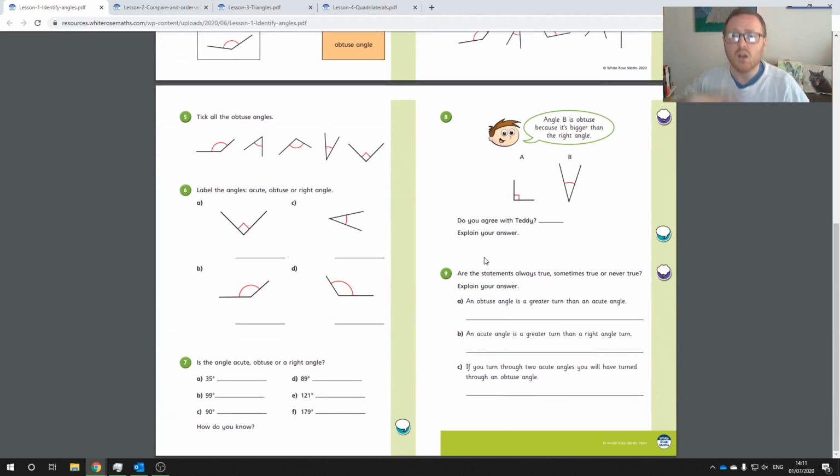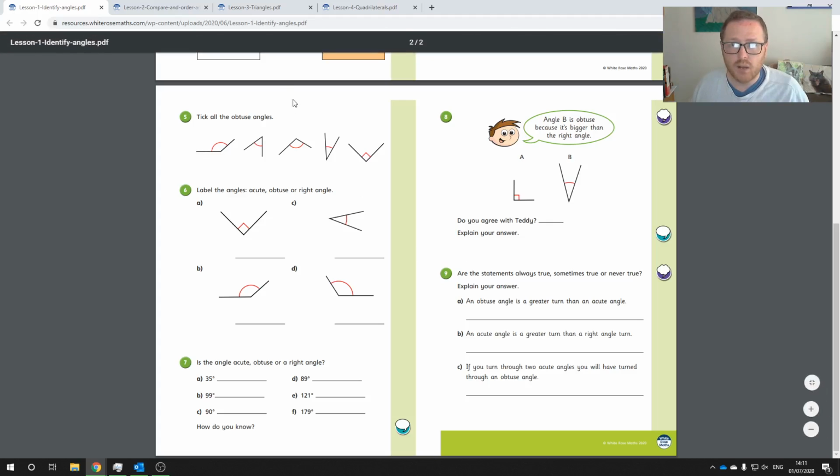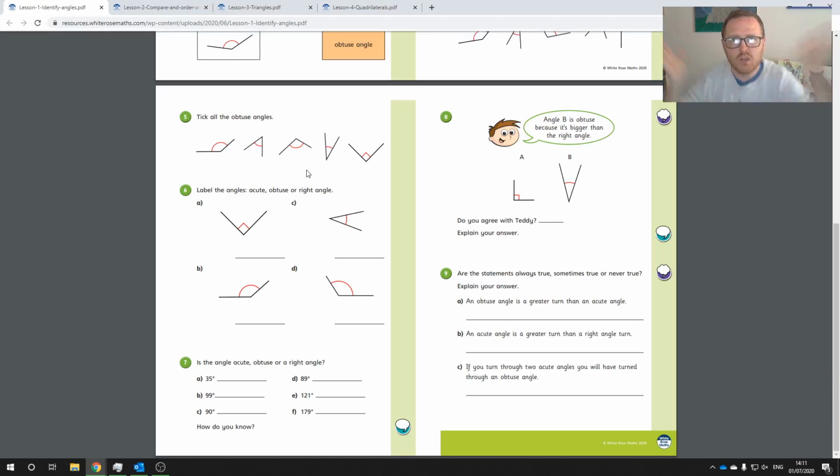Anyway, day 1 is all about identifying the angles: which ones are acute, which ones are right angles, and which ones are obtuse. If you need to use your little hand actions, little acute angles, some right angles, or some obtuse angles, that might be helpful for you.